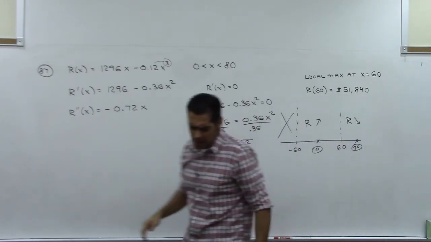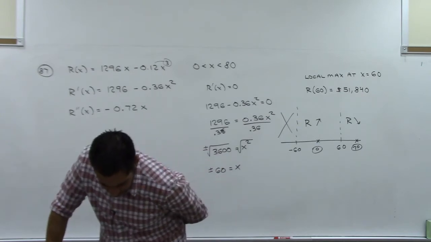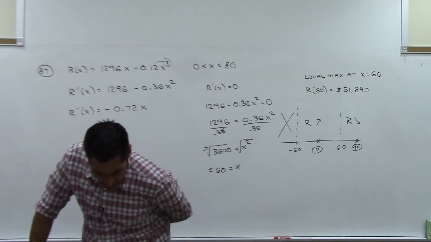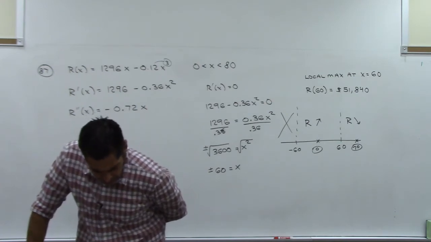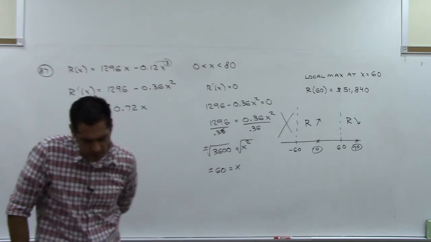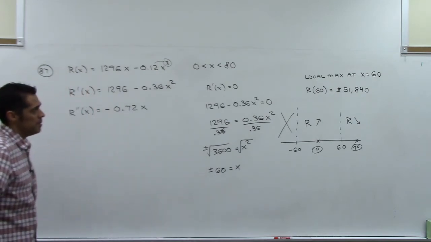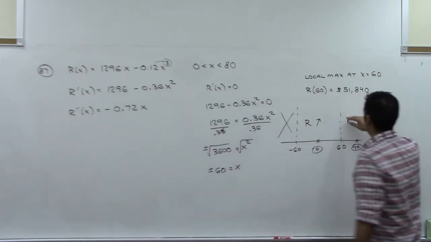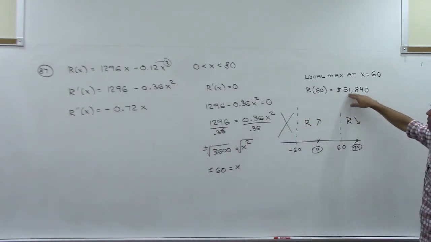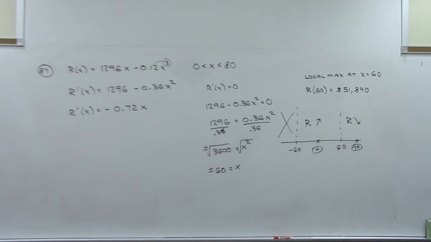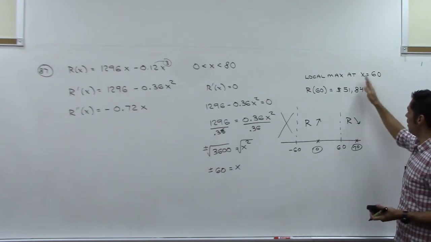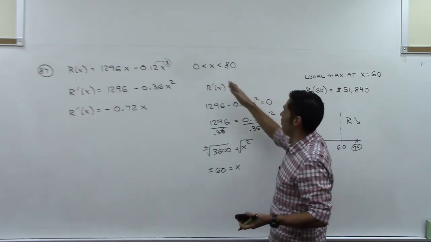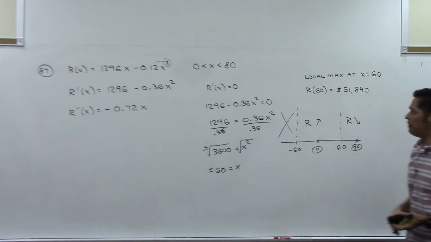Now in the word problem, this is a computer company. X is the demand per week. How many computers per week there's a demand for. So we have a demand of 60 computers a week. We will have a maximum revenue of $51,840. Anything bigger than 60, so anything from 60 to 80, we're going to have less revenue. Anything less than 60, we're going to have less revenue.